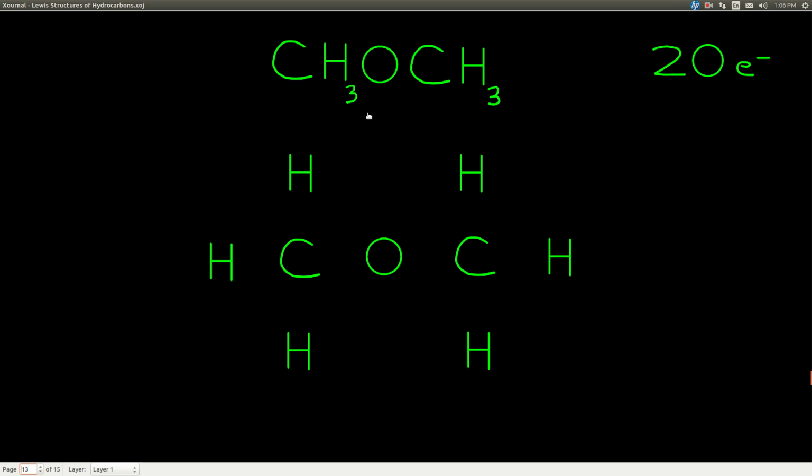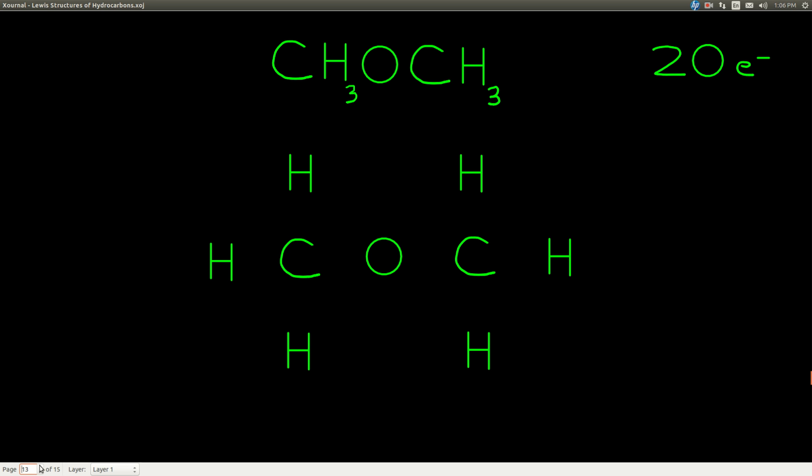Let's do another one. Now see, this is in contrast to what you just saw. Now this oxygen is not in parentheses, so that's going to tell you that this oxygen is directly attached to this and is also directly attached to this guy. So the order of attachment will be this carbon with 3 hydrogens outside of it, 1, 2, 3, and then this oxygen, and then this carbon with 3 hydrogens attached to it. And if you count them up, there should be 20 valence electrons.